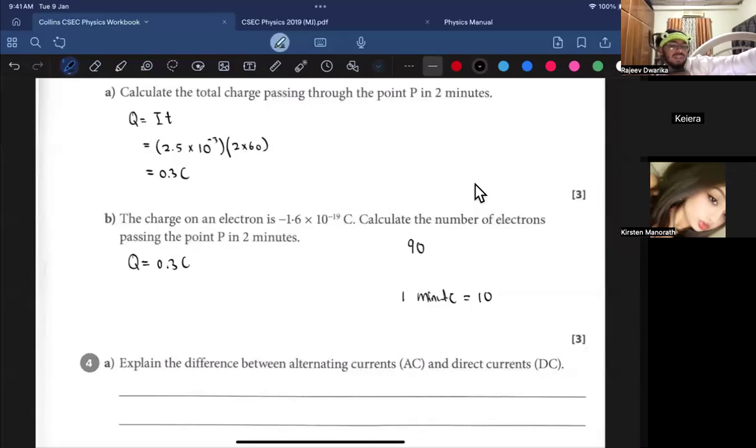They say it's over there. Negative 1.6 multiplied by 10 to the power minus 19. So that is how much one electron is. And we say it reaches 0.3. So figure it out: if I reach 0.3 and I know that one electron contributes 1.6 by 10 to the power minus 19, how can I figure out the number of electrons that made up the 0.3?